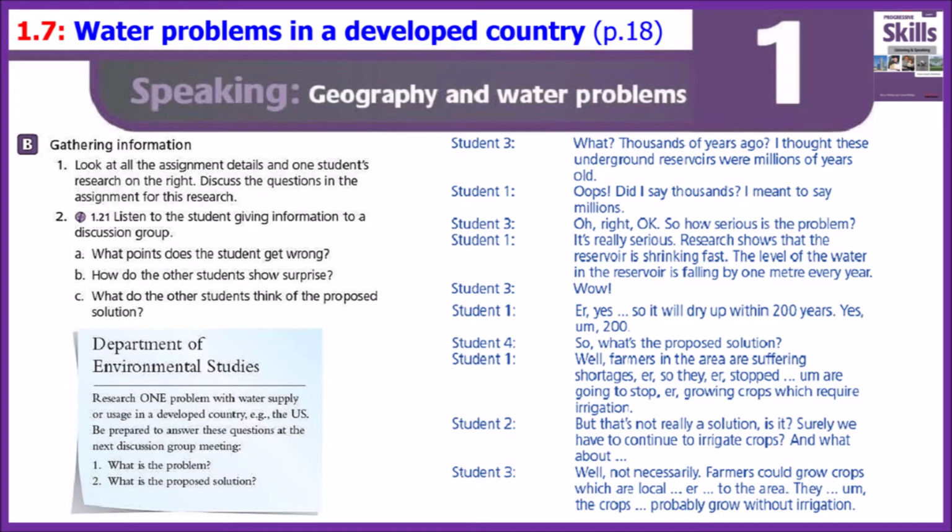Well, farmers in the area are suffering shortages, so they are going to stop growing crops which require irrigation. But that's not really a solution, is it? Surely we have to continue to irrigate crops. What about... Well, not necessarily. Farmers could grow crops which are local to the area. The crops probably grow without irrigation.